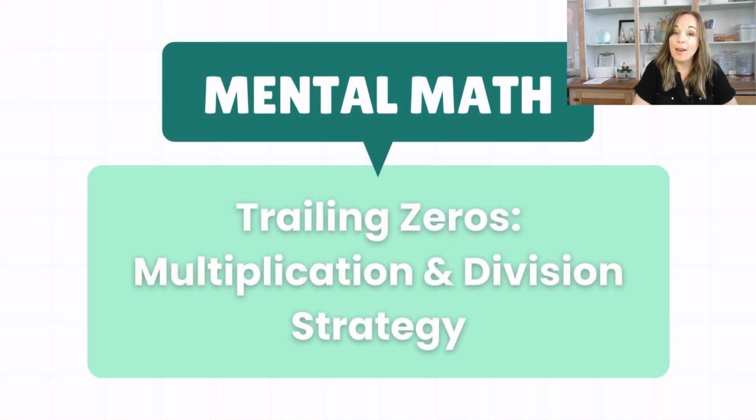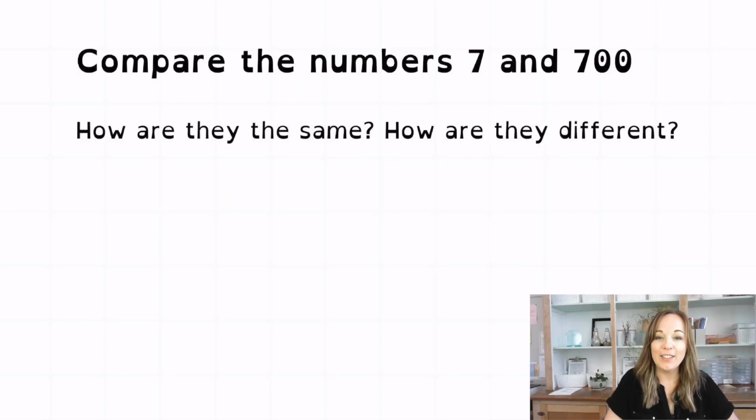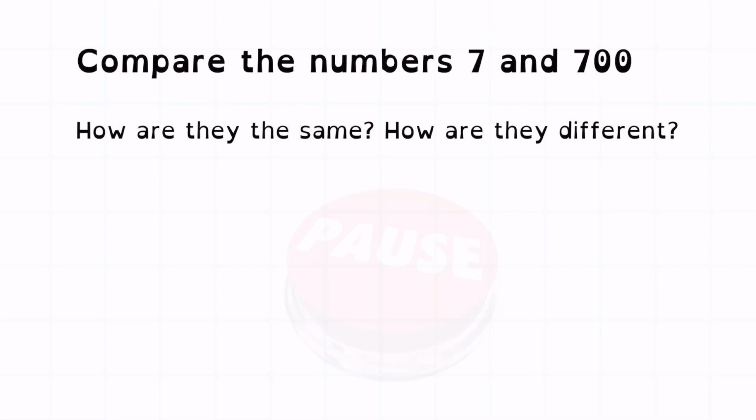Welcome to this mental math lesson. Today we'll be talking about trailing zeros as a multiplication and division strategy. Here we go. The first thing I would like you to do is compare the numbers 7 and 700. How are they the same and how are they different?